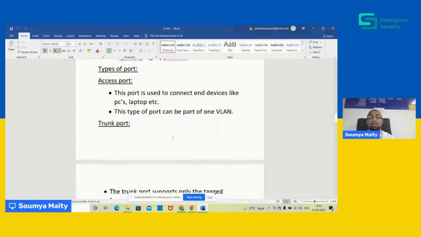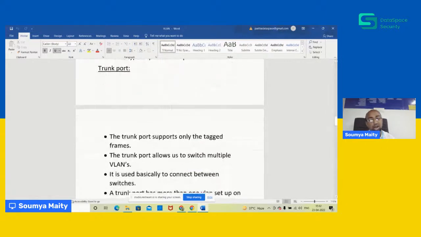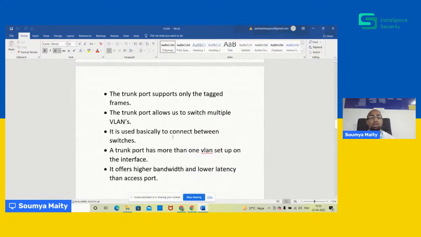Next, there are two types of ports: access port and trunk port. The first is the access port. This port is used to connect end devices like PCs, laptops, etc., and this type of port can be part of only one VLAN. Next is the trunk port. What is a trunk port? The trunk port supports only tagged frames.